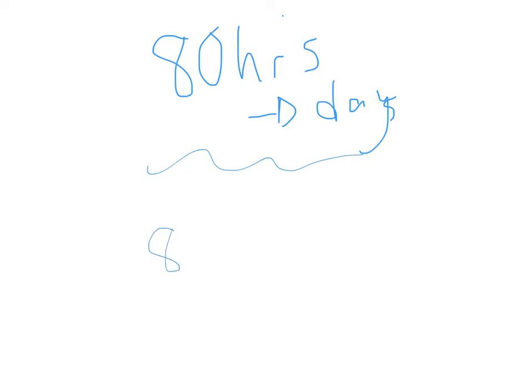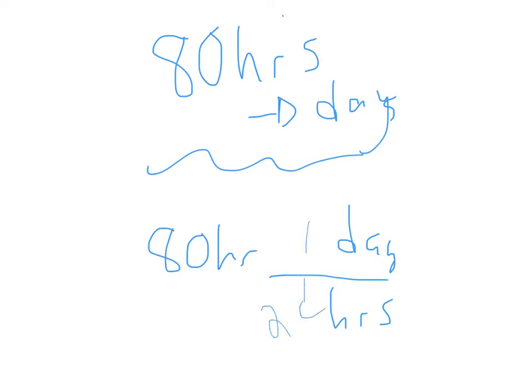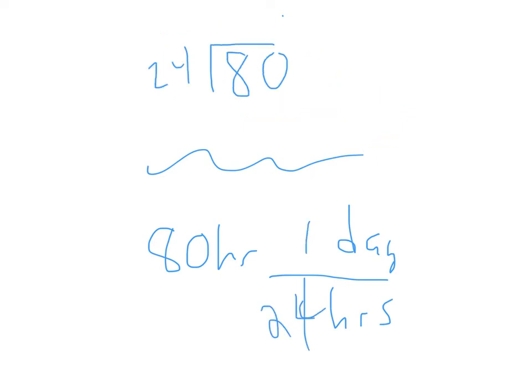Okay, so we would put 80 hours here, put our hours there. Now, to cancel out, we're going to put the hours on the bottom, and we're going to put days on the top. And so our conversion is 1 day is equal to 24 hours. That's an ugly 4, but it is a 4. So, since we have 80 on the top and 24 is on the bottom, we're going to do 80 divided by 24. And this is what I just showed you before.